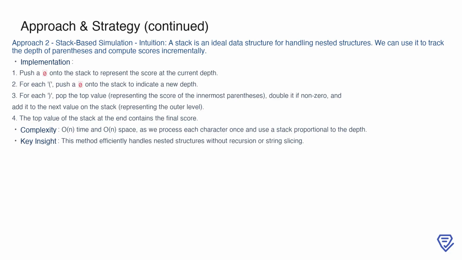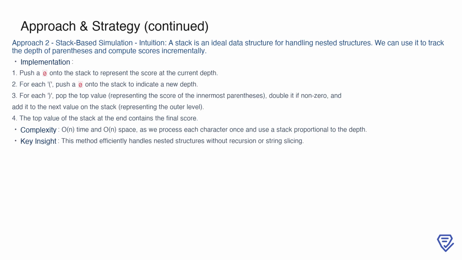This method is ideal for handling nested structures, as stacks allow us to track the depth and compute scores incrementally. Here's how it works. We begin by pushing a 0 onto the stack to represent the score at the outermost level. For every opening parenthesis, we push another 0 onto the stack, indicating a new depth. For every closing parenthesis, we pop the top of the stack, which represents the score of the innermost segment. If this score is non-zero, we double it, as per the rules for nested parentheses. We then add this value to the next item on the stack, representing the score at the outer level.